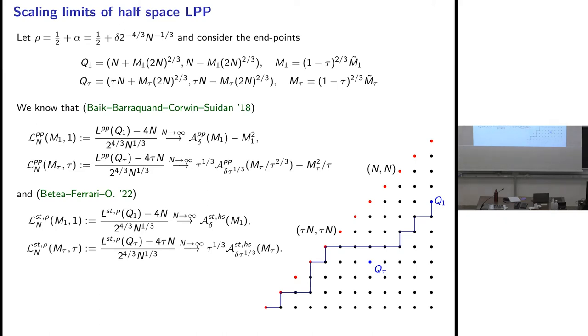While if you consider the stationary LPP under the same scaling, in a recent work with Dan and Patrick Ferrari, we prove that this model converges in finite dimensional distribution to this half-space Airy stationary model, which is a new one parameter family of distributions that depends on the parameter delta, which is the limiting weight of the randomness at the boundary. So we are taking rho to be 1/2 plus alpha, and then we take alpha to scale as delta over cube root of n. And then the limit distribution will depend on the value delta.